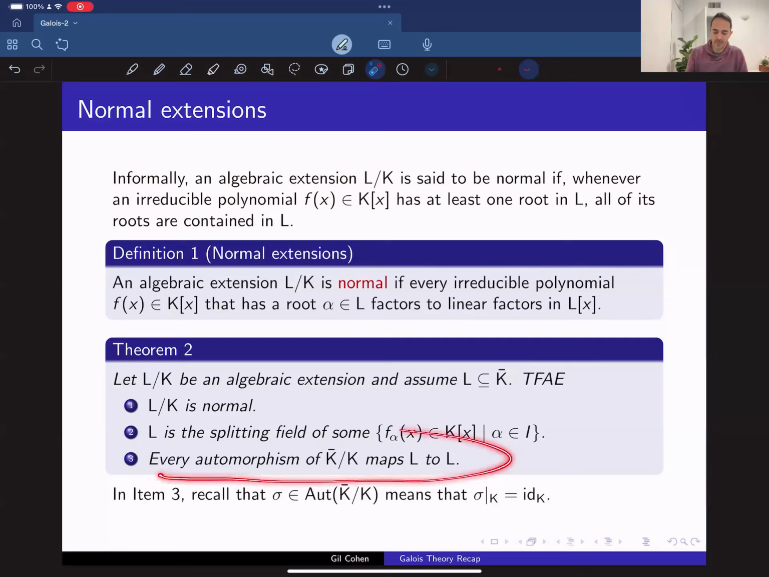So the third characterization tells you that every automorphism of K-bar over K maps L, which recall is a subset of K-bar, to L. Usually an automorphism will map L to some other subfield of K-bar, but normality tells you that it's closed in that sense. So the automorphism just sends L to L. It's not identity on L, of course. It's identity perhaps only on K, but the image of sigma on L equals L as a set. Okay. Good.